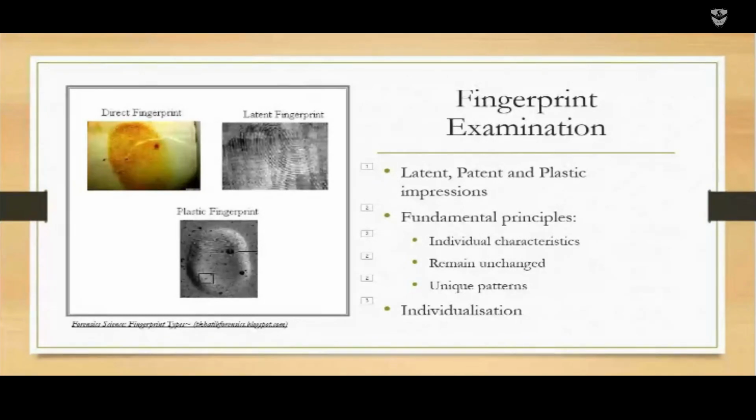And patent fingerprints, unlike latent fingerprints, are visible fingerprints. If you touch paint or blood and then put your hand somewhere, you can actually see fingerprints on the surface. So patent fingerprints, in a broader way, are visible to the naked eye. And then there are plastic impressions. Plastic impressions are 3D impressions, where you deposit your fingerprints by giving a dimension to the surface.